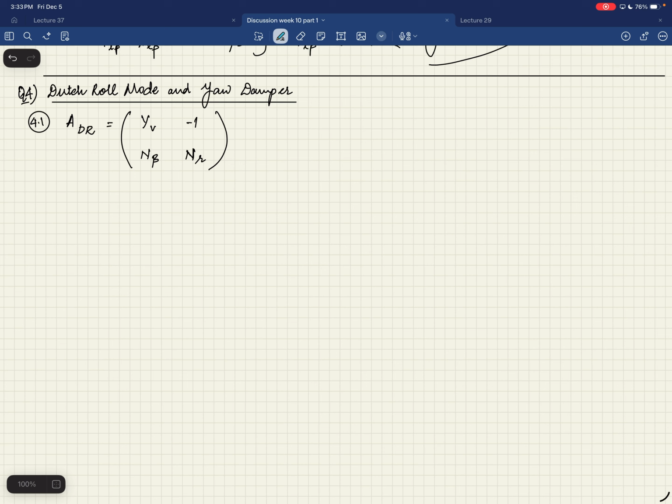We are going to construct the characteristic polynomial by taking the determinant of sI minus A_DR. How are N beta and N r related to zeta and omega? So we'll just see here. Good question. I'll derive it for you.